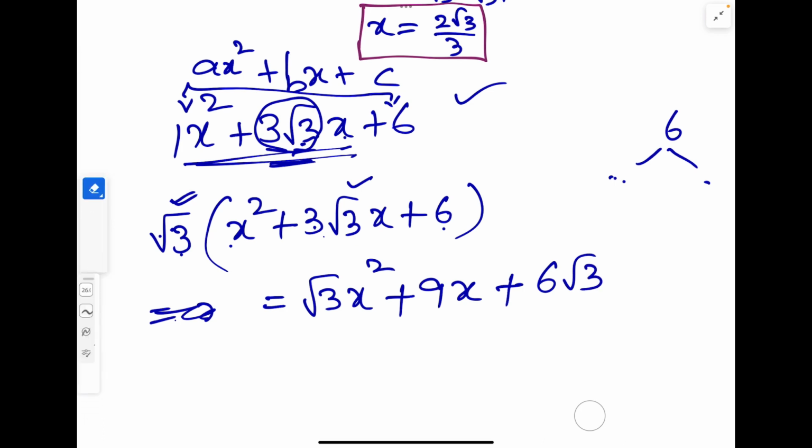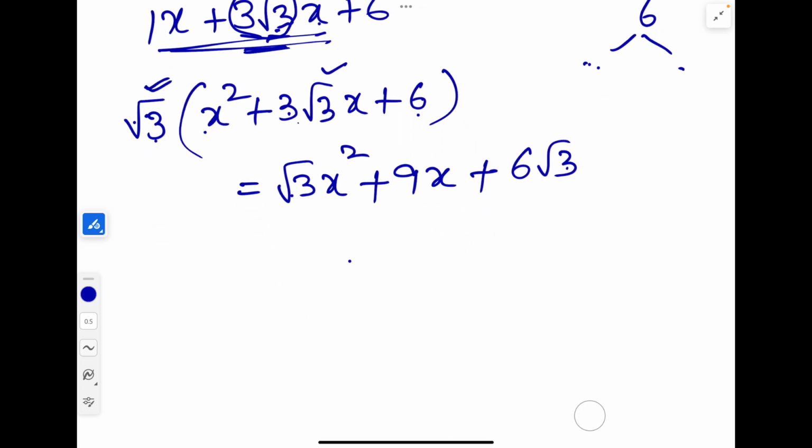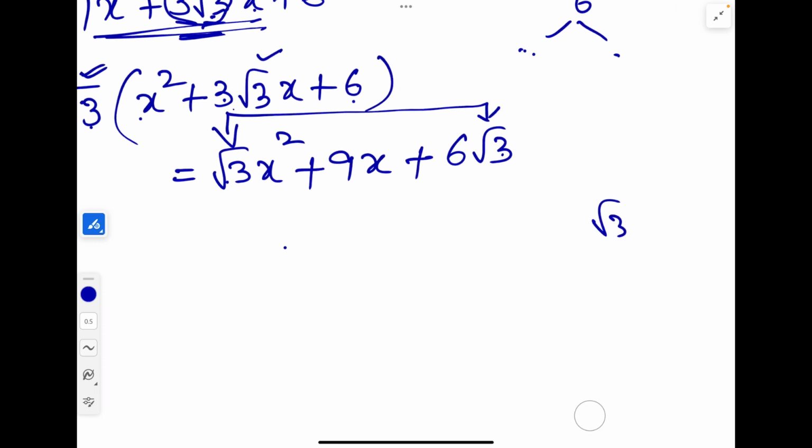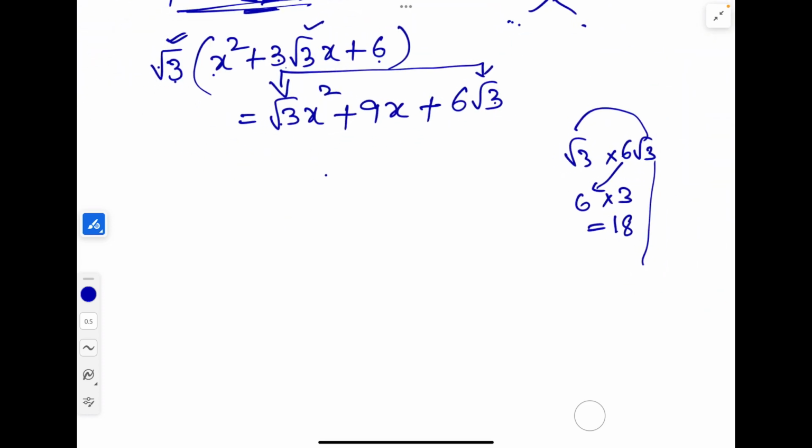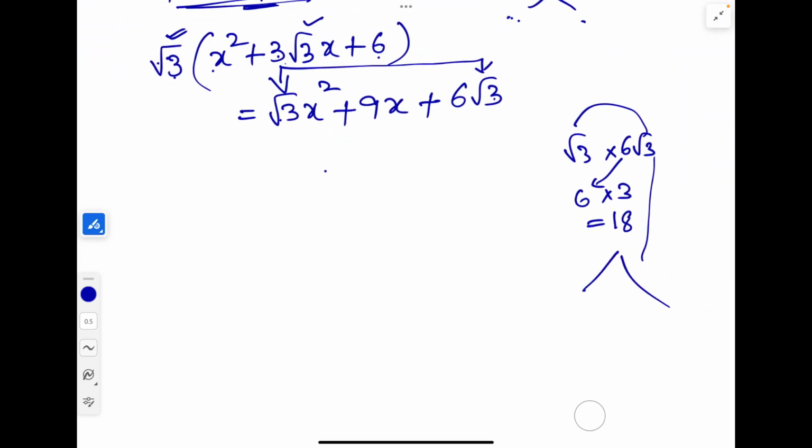Why did I do like this? The reason is to have the first term and last term in roots, so that when you multiply both, you will get a whole number. Now see how easy it will become. Now first term and last term you multiply. What is root 3 into 6 root 3? Root 3 into root 3 is 3, into 6. 6 3s are 18. Now write the factors of 18 such that you should get 9x, and all are positive.